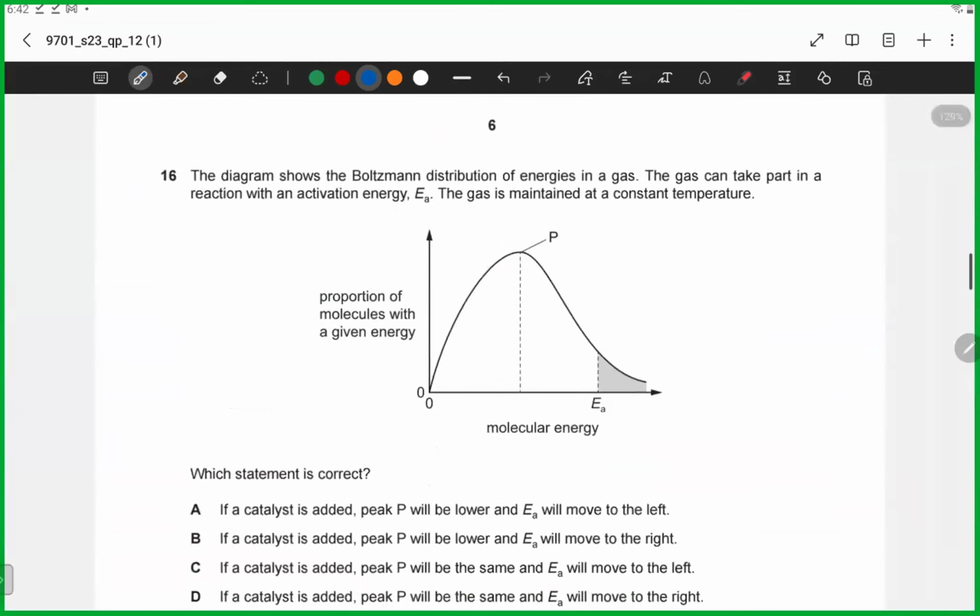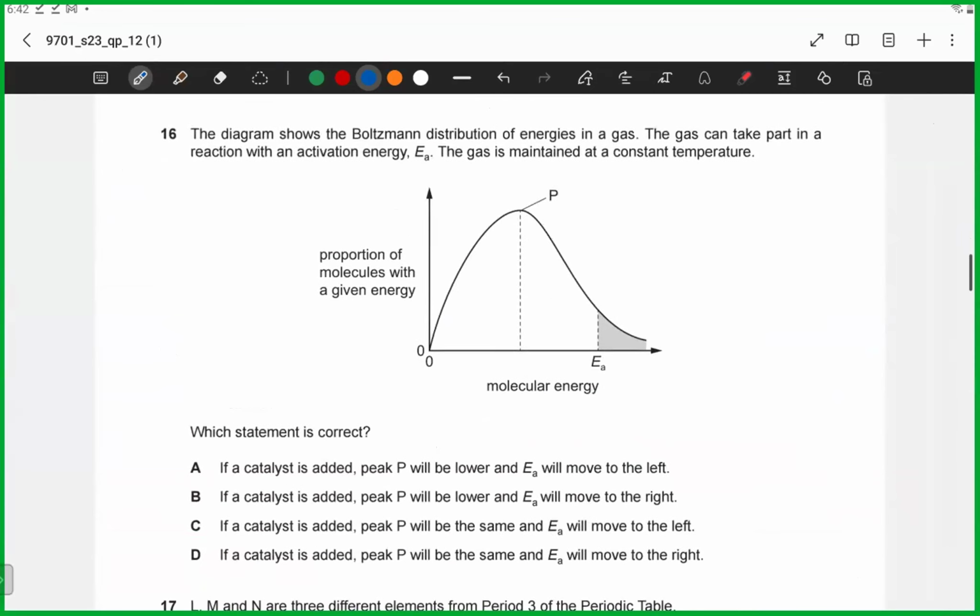Now next one, Boltzmann distribution. The diagram shows the Boltzmann distribution of energies in a gas. The gas can take part in a reaction with an activation energy EA. The gas is maintained at constant temperature. So there's a gas. Okay. So basically all statements are if a catalyst is added. तो क्या होगा? What does the catalyst do? It doesn't really disturb the Boltzmann distribution. The only thing that it will do is कि वो activation energy को कम कर देगा. ठीक है? It's going to decrease it, right? So C.